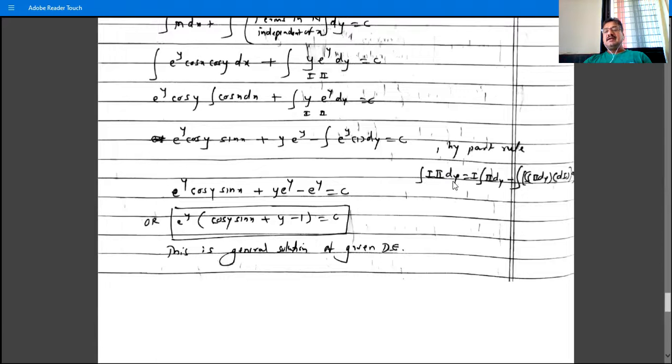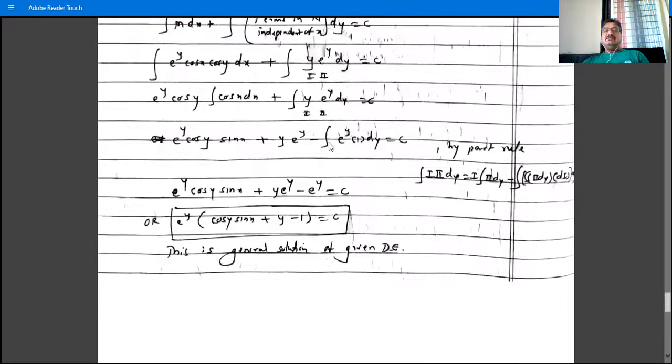The integration of first into second is what? First into integration of second, minus integration of the derivative of first into integration of second. So first is y, and e raised to y is an exponential function. So use the rule LIATE to decide. So this is first, this is second. y is an algebraic function and e raised to y is an exponential function. So first into integration of second, e raised to y integration is itself, e raised to y, minus integration of the derivative of first, the derivative of y, which is 1 with respect to y, times e raised to y, dy, is equal to constant.